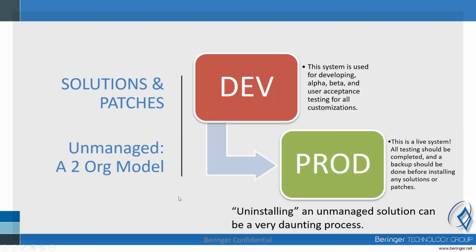Okay, so solutions and patches. For an unmanaged, a 2-org model, you have your dev and your production. So dev, the system is used for developing, alpha, beta, and user acceptance testing for all customizations. And then production, this is your live system. So at this point, all testing should have been completed in dev, and a backup should have been done before installing any solutions or patches.